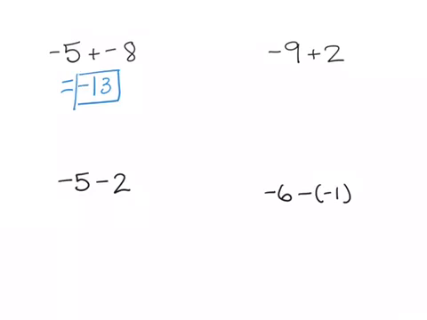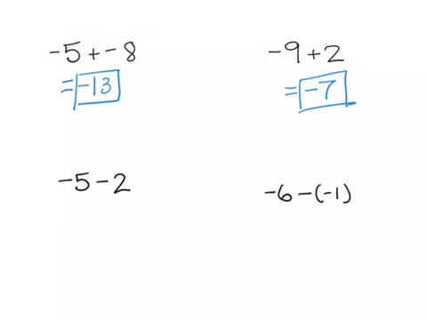Now I'm going to move over here to the upper right where we have -9 plus 2. So this situation is different. I'm still adding, but now I have two numbers that have different signs. One is negative and one is positive. When this happens, you want to subtract the two values and keep the sign of the bigger number. So 9 minus 2 would give me 7. And then of the two numbers I started with, 9 was the bigger one.